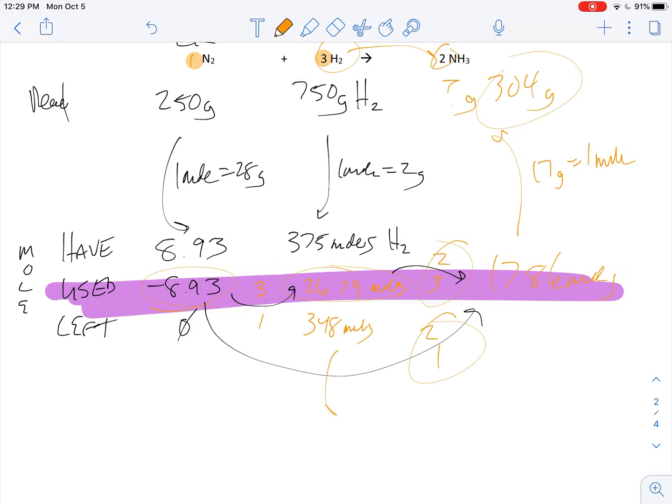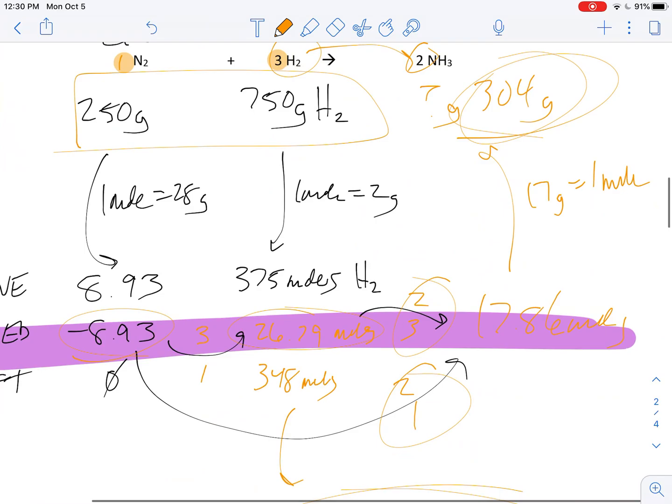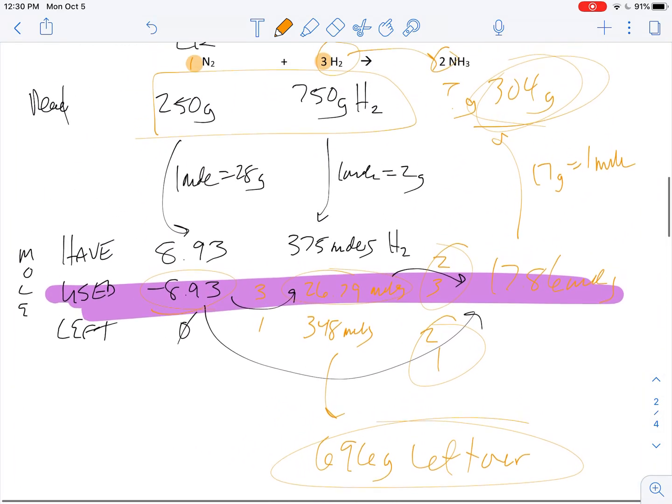By the way, I have 348 moles that are left over. 348 moles at 2 grams a mole is 696 grams that are left over. The 696 and the 304 give me the 1,000 grams that I started with. So again, the law of conservation of matter is still in effect here. I haven't gained or lost any matter. It's just that I've only gained a certain amount of my product, and the rest of it just hasn't even been used. It's just been left over.